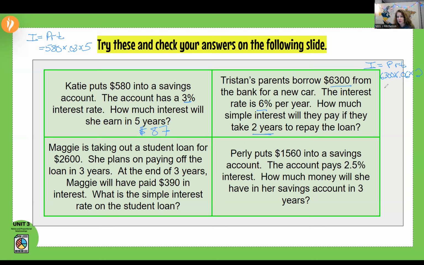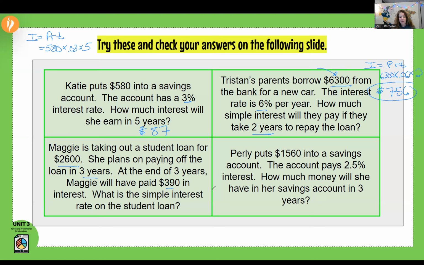At the end of the 2 years, when they pay back their money, they're going to owe $756 in interest, plus how much they borrowed. Maggie's taking out a student loan for $2,600. She plans on paying off the loan at the end of 3 years. At the end of 3 years, Maggie will have paid $390 in interest. What was the rate? That's a good one.